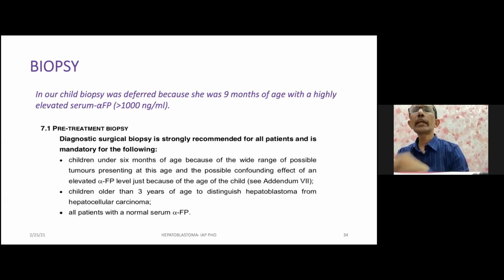Okay, so here the point is, it is very clear in SIOPEL that if the child's age is between 6 months and 3 years, and the AFP is unequivocally elevated with the radiological diagnosis of hepatoblastoma, and if the tumor board agrees, we can proceed with chemotherapy. That's what happened. Next slide.